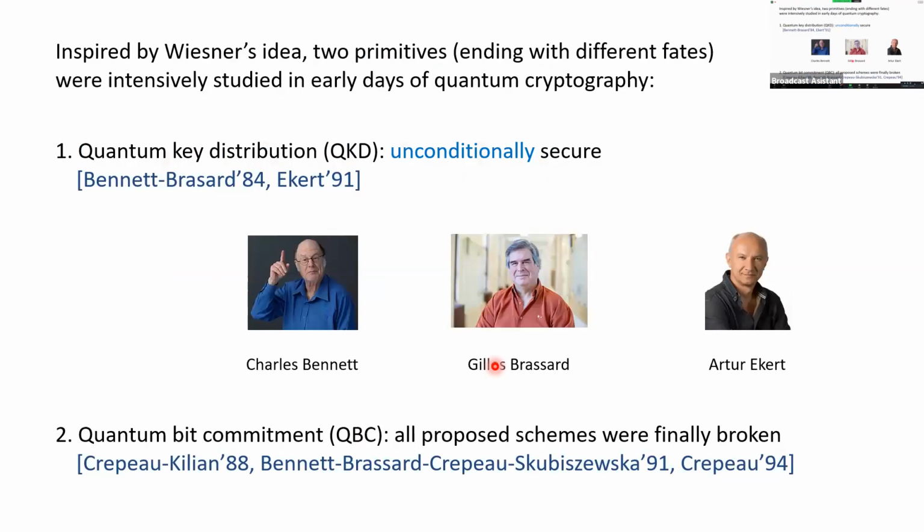Inspired by Wiesner's idea, two primitives ending with two different fates were intensively studied in the early days of quantum cryptography. The first primitive is quantum key distribution. Bennett and Brassard, and Ekert, independently developed two slightly different quantum key distribution protocols, which were finally proved unconditionally secure. However, this is unfortunate for quantum bit commitment. All proposed schemes in the early 1980s were finally broken.